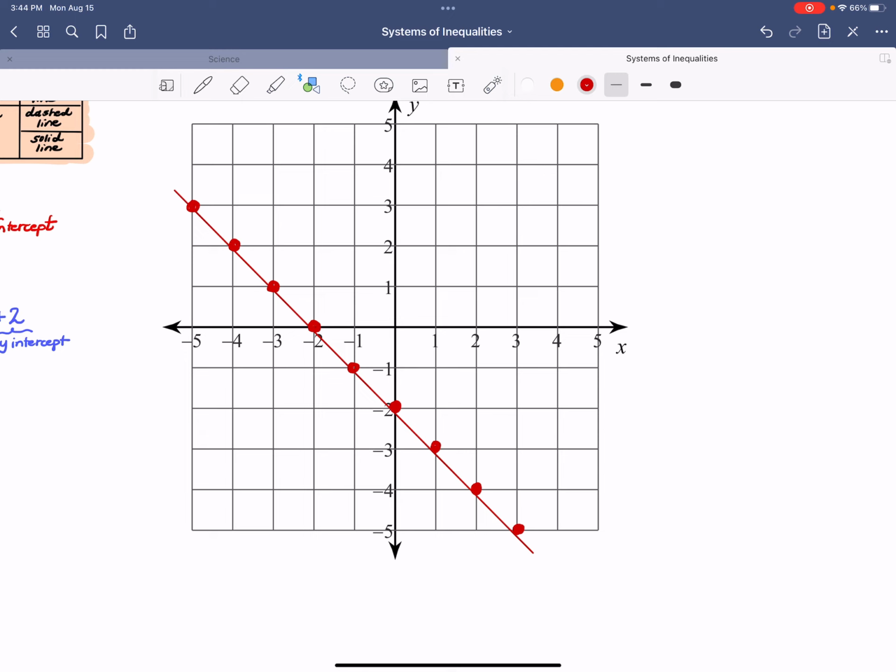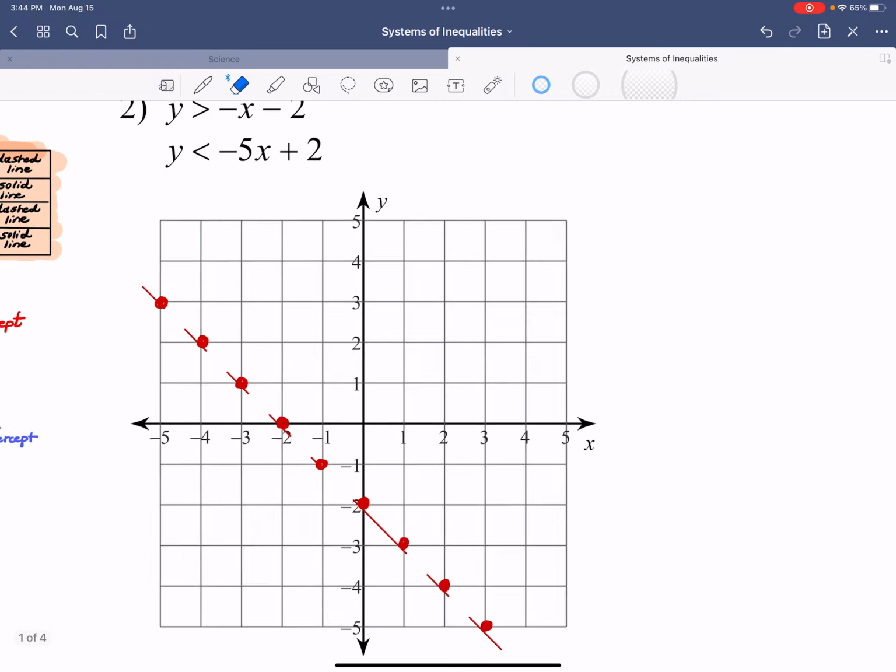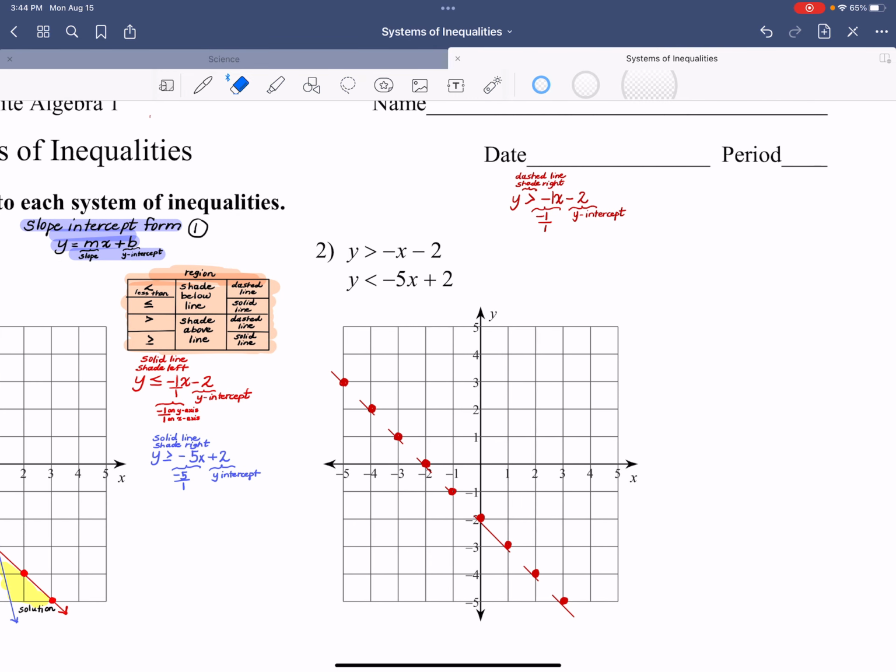Remember, this is a dashed line. Let's take a second to talk about what that means. If this is a dashed line, it means that the actual solution to the inequality cannot be on this line. It cannot touch this line. I'm having trouble deleting, but you get the idea. It can come up to this line, but it cannot cross it. The solution cannot lie on this line. So I need to shade to the right because my arrow's pointing to the right.